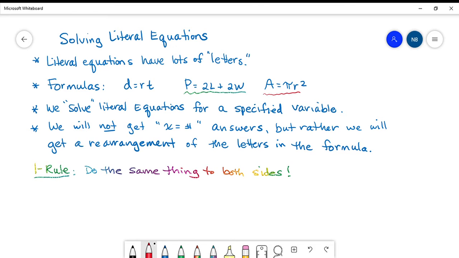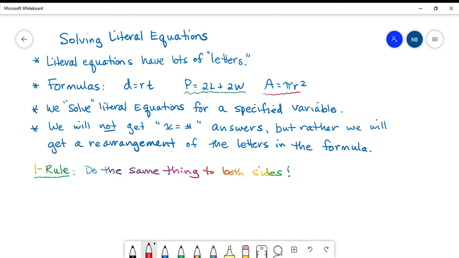When we solve literal equations, we're solving for a specified variable, so someone has to tell us which variable we're trying to isolate. We will not get x equal number answers, but rather we will get a rearrangement of the letters in the original formula. So you're still going to have all the same letters, probably most of the same numbers unless there's some reducing, but the letters are going to be in different places. There is one rule when working with equations, and that is to do the same thing to both sides. So you're going to have a goal in mind, and you're going to do the same thing to both sides until you've reached your goal.